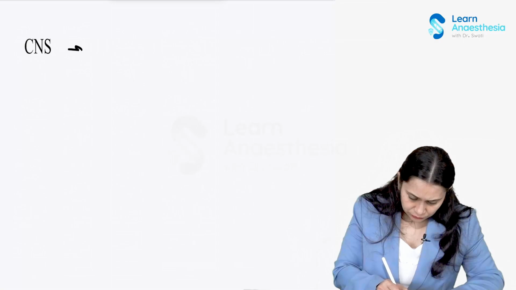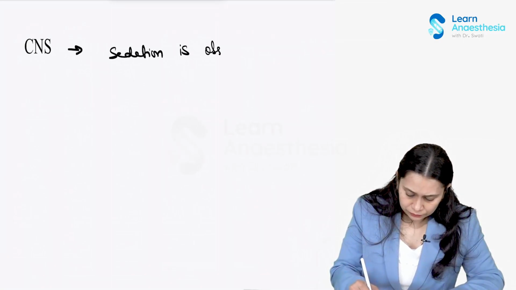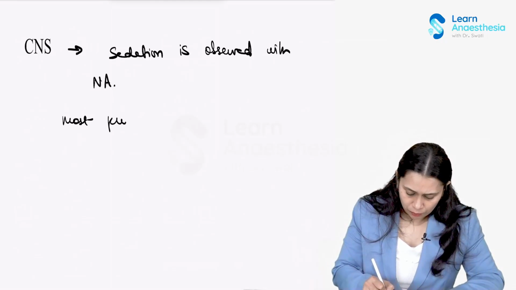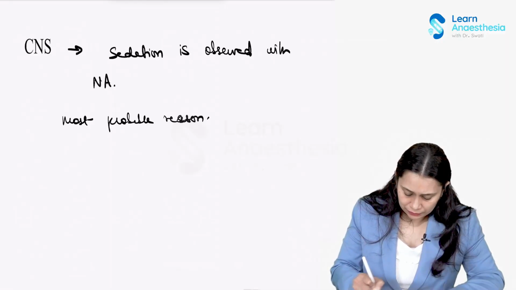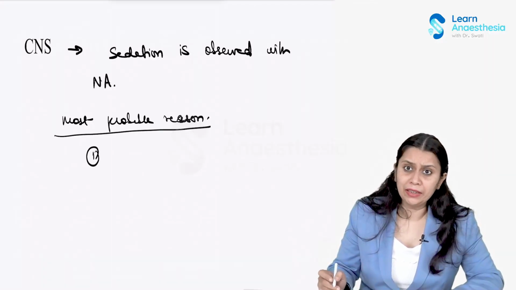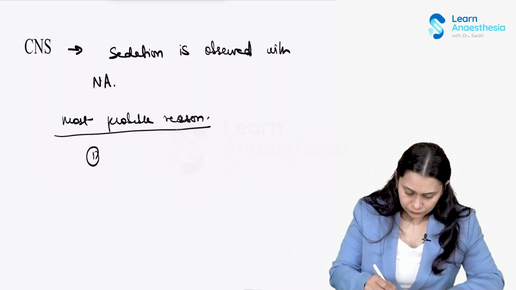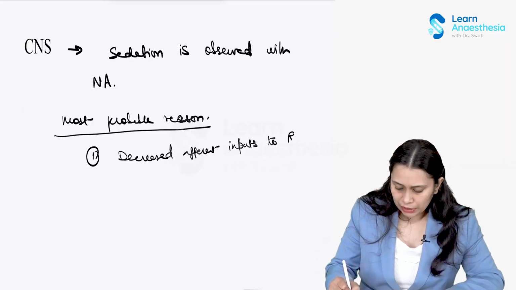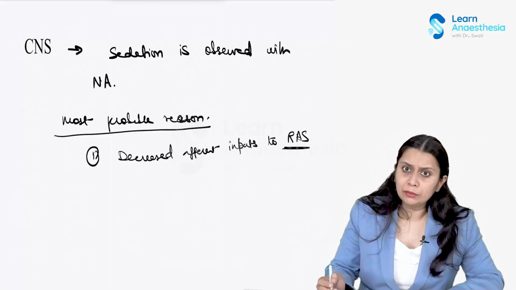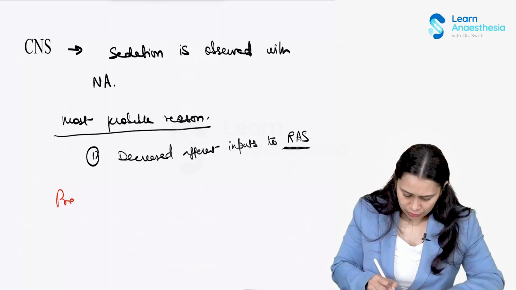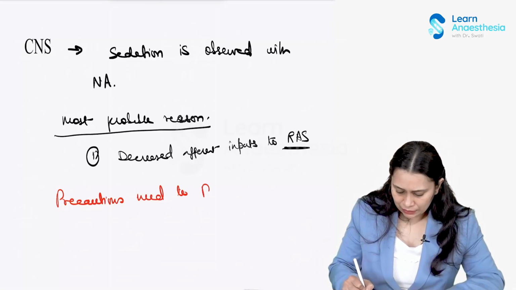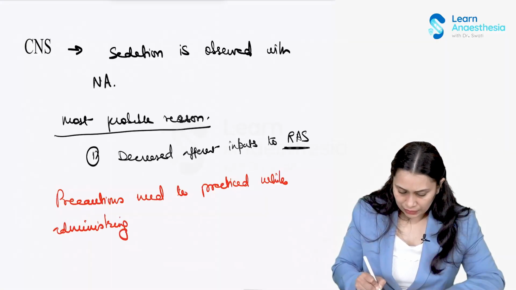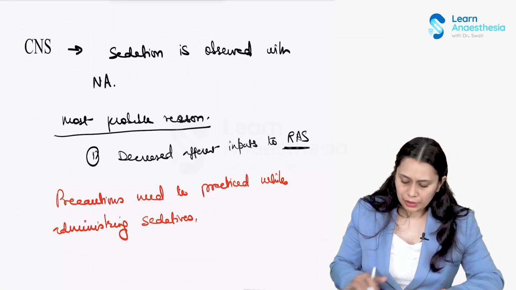Okay, so sedation is observed with neuraxial anesthesia. The most probable reason is the decreased afferent input to the reticular activating system. So you need to titrate your sedatives properly. So precautions need to be practiced while administering the sedatives. Okay, remember this.